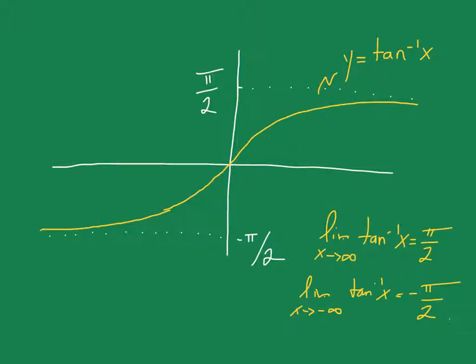In particular, if you know what the graph of y equals tan inverse x looks like, you'll know that the limit as x tends to infinity of tan inverse x is pi by 2. In other words, as x becomes large and positive, tan inverse x approaches pi over 2, and the limit as x tends to minus infinity of tan inverse x is minus pi by 2. You can see that here. Okay, with this knowledge, we're going to do a couple of examples.